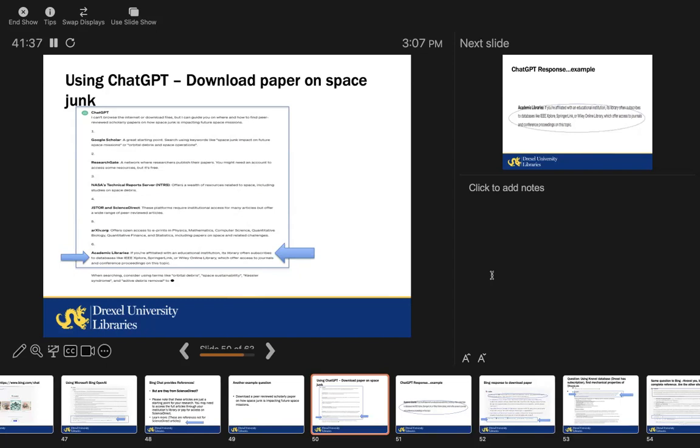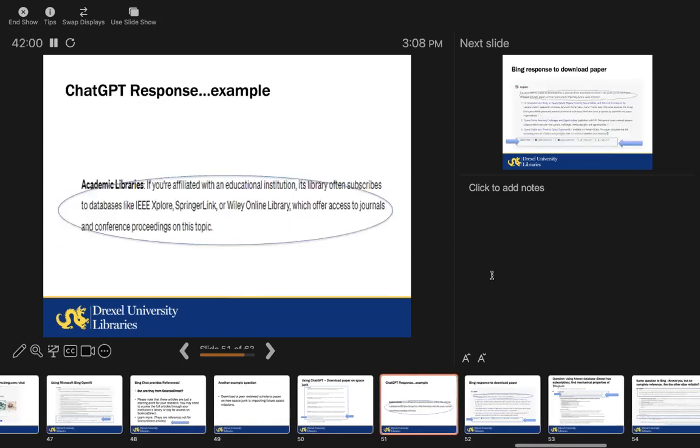Springer, yes, we have that. Wiley online libraries also have access to those, and conference proceedings. So what is it telling me? I am searching in ChatGPT and generative AI, but the generative AI, on the contrary, is telling me to go to the library and use library subscription databases, right? That is the generative AI's response. Let's go to the next slide.